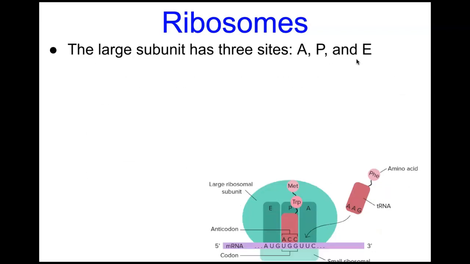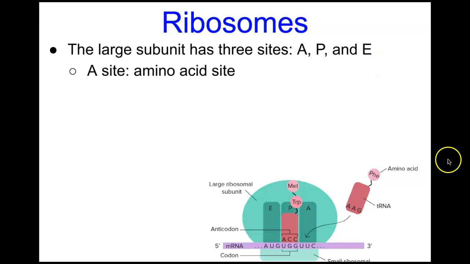The large subunit in a ribosome is going to have three sites that are referred to as the A site, the P site, and the E site. And each of those letters does stand for something, so there is significance there. So the A site is going to be the amino acid site.